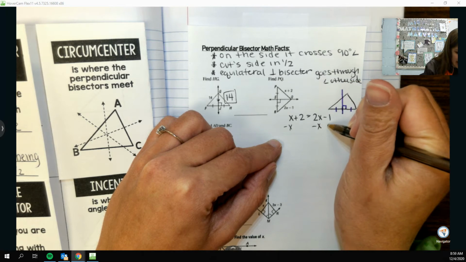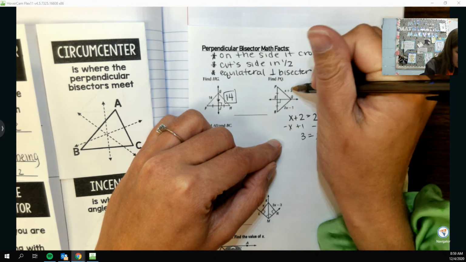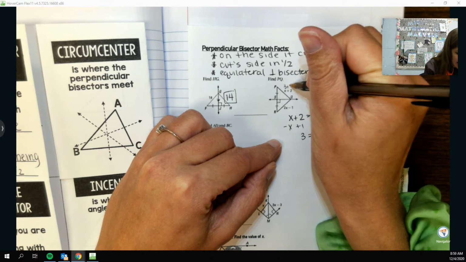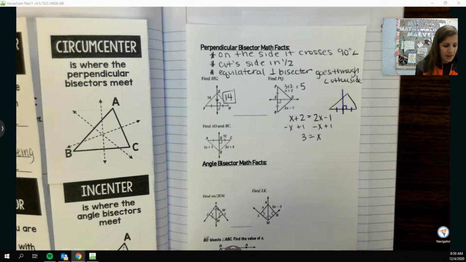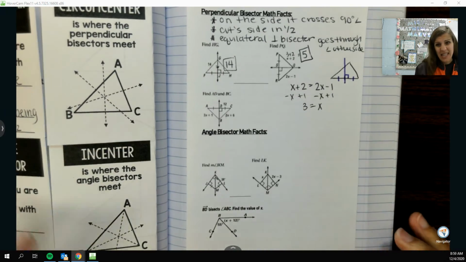So if I want to solve for x to get PQ, I can set those two things equal. Subtract the x from both sides, add the 1, so we get 3 equals x, so that I can find that this side is 5.